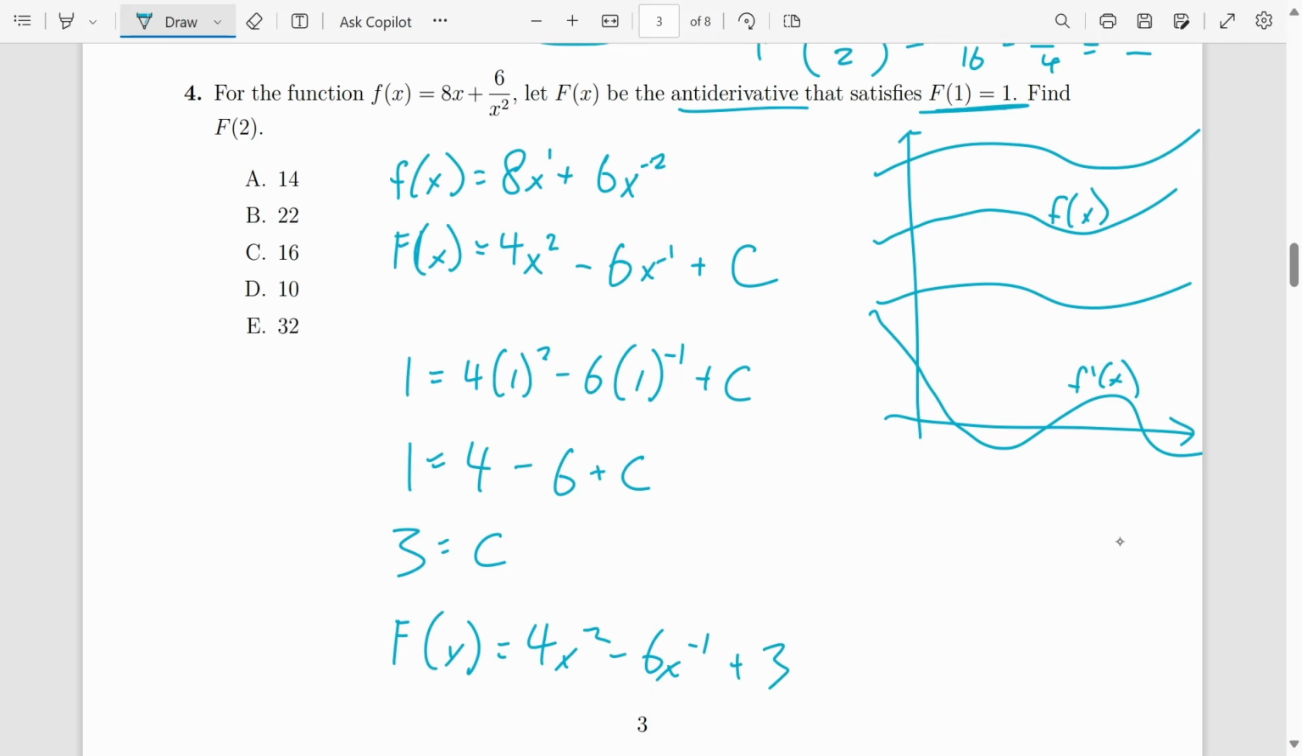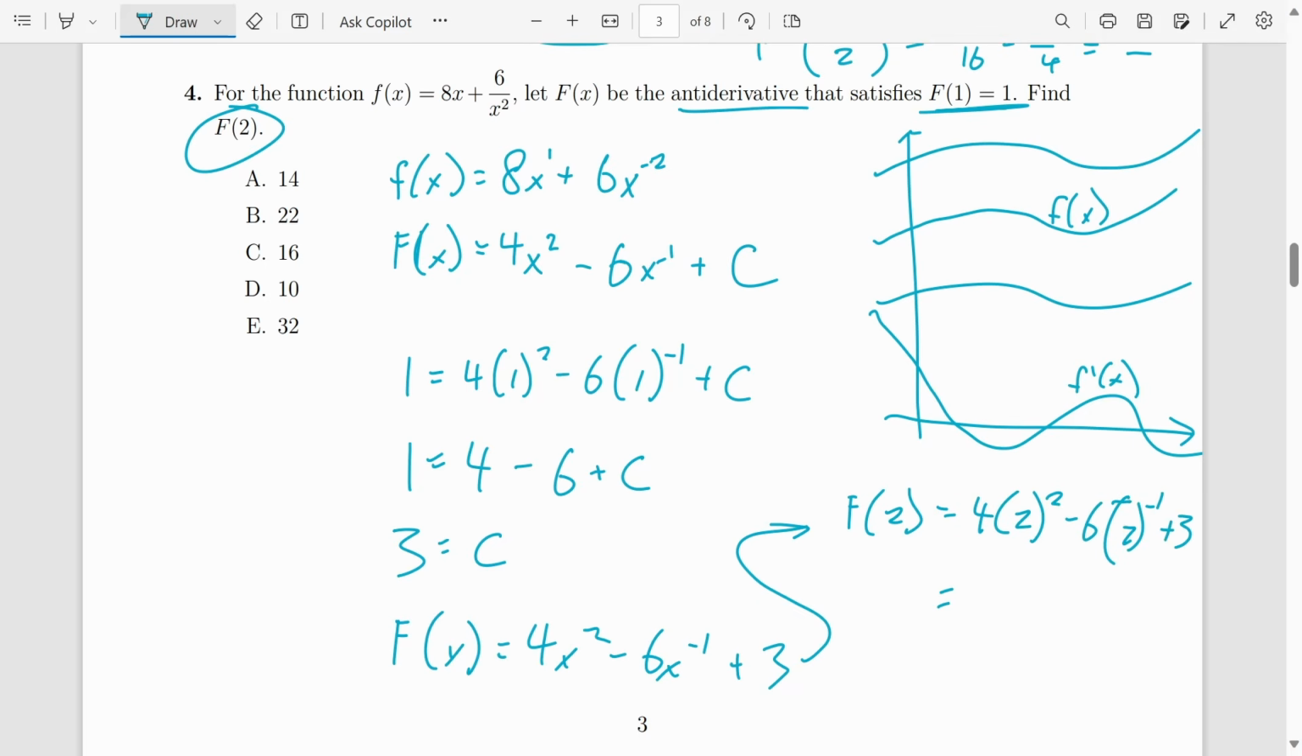That is our antiderivative. Now our final step is just plugging in 2. So doing that, we'll get, let's do it here. I've got to get better at organization. F of 2 equals 4 times 2 squared minus 6 times 2 to the negative first plus 3.